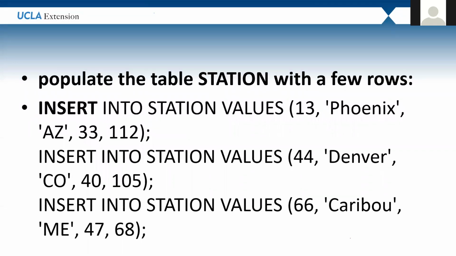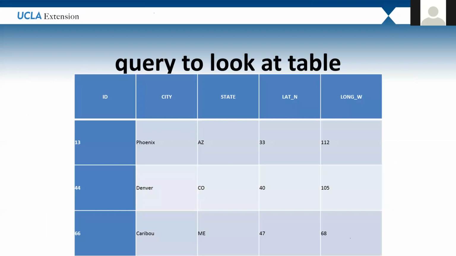Okay, so we populate the table station with a few rows. Insert into station values 13, Phoenix, Arizona, 33, 112 longitude. Insert into station values 44, that's the ID, the city, the state: Denver, Colorado, 40 and 105 longitude. Insert into station values 66, Caribou, Maine, 47, 68. And voila, this is your table.